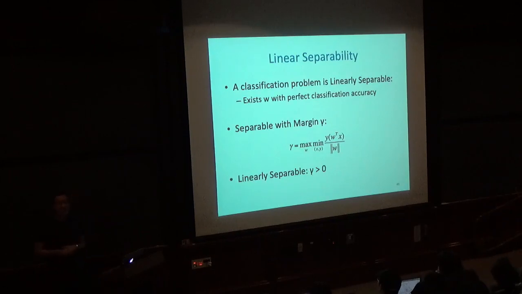So a classification problem is linearly separable if there exists a hyperplane. Again, I'm not mentioning the B just for simplicity. Nothing changes with the bias term. If there exists a hyperplane with perfect classification accuracy, the classification problem is separable with a margin gamma, which is the margin of the best possible hyperplane that separates the data. And more formally, a problem is linearly separable if this margin is strictly greater than 0.